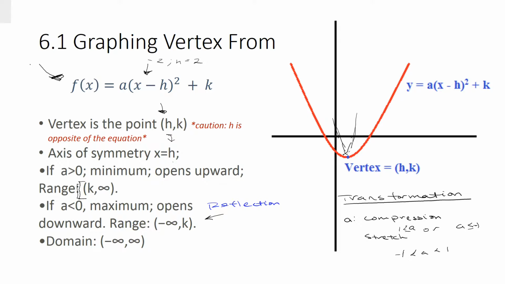The other transformation that we have is h. That's going to tell you your horizontal shift, left to right, and k is going to tell you your vertical shift, up and down. The only thing that you need to be cautious of is your h. It's always going to be in the opposite direction of your formula. So if it's negative in the equation, you're moving in the positive direction, and if it's positive, you're moving in the negative direction. But we'll go over that.